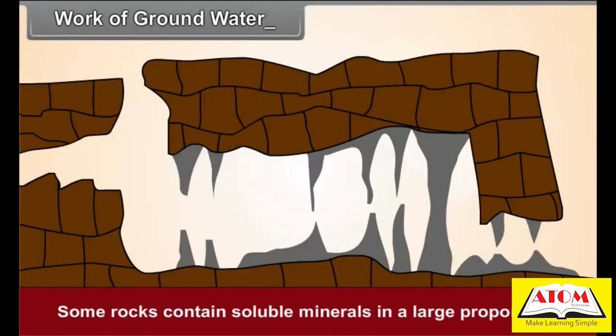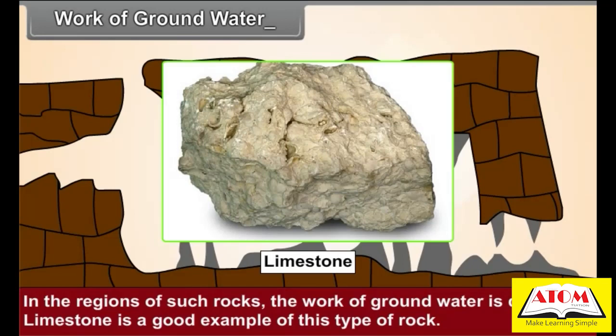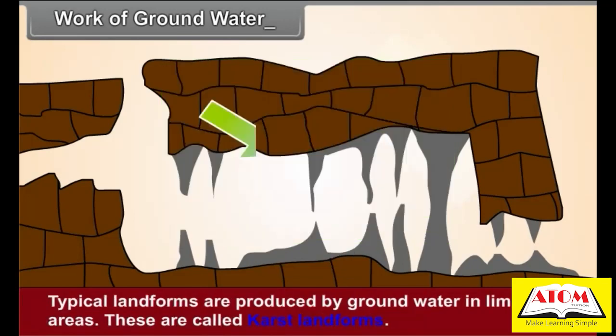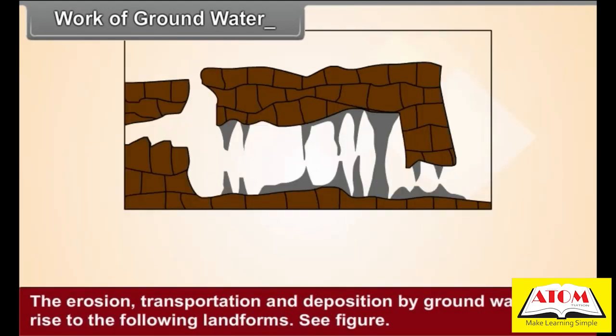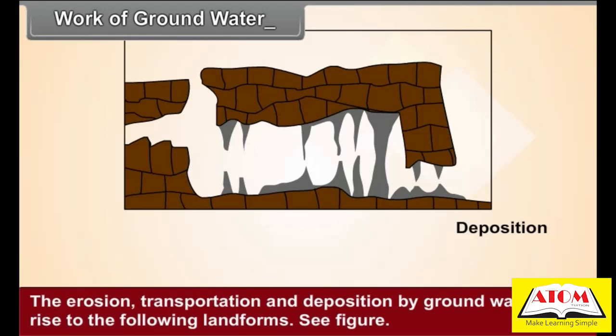Some rocks contain soluble minerals in a large proportion. In the regions of such rocks, the work of groundwater is dominant. Limestone is a good example of this type of work. Typical landforms are produced by groundwater in limestone areas. These are called karst landforms. The erosion, transportation and deposition by groundwater gives rise to the following landforms. See figure 10.1.